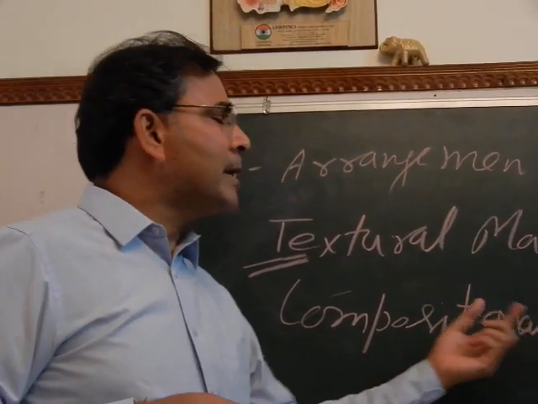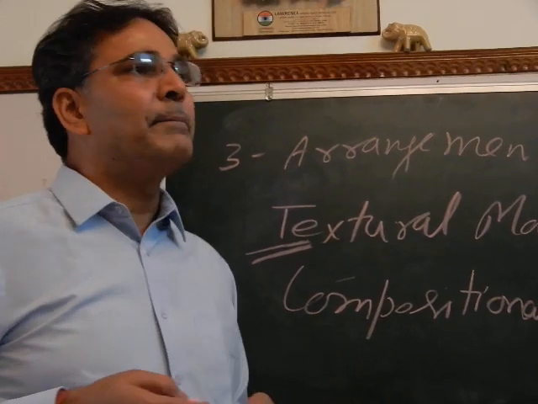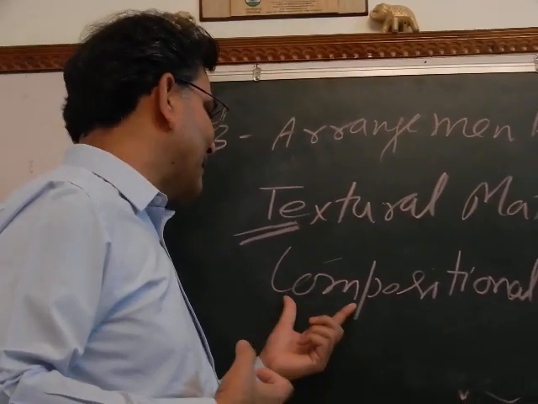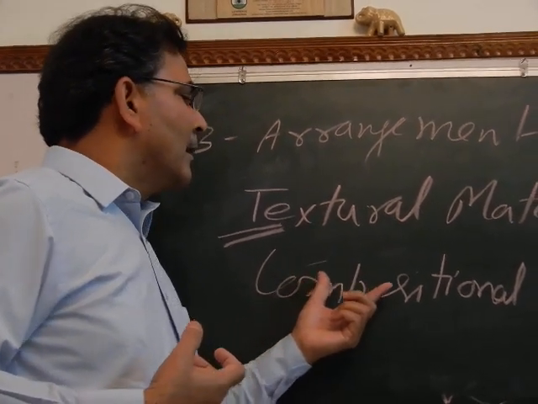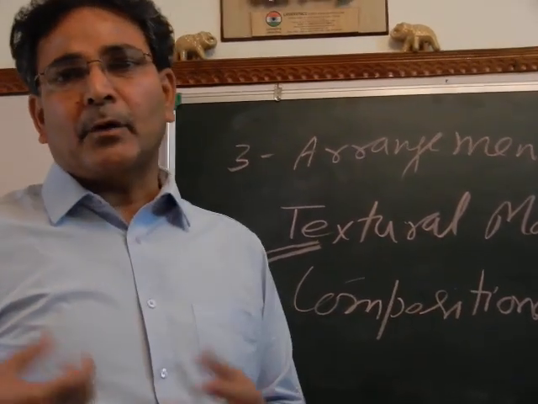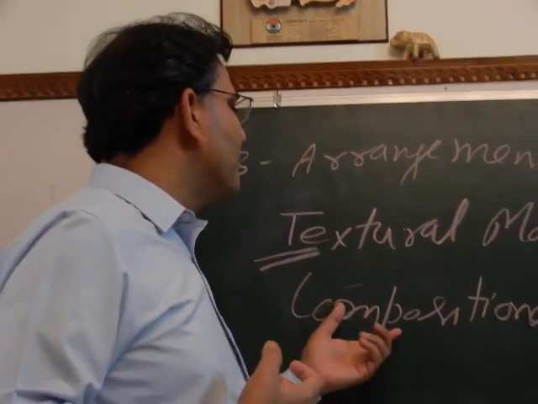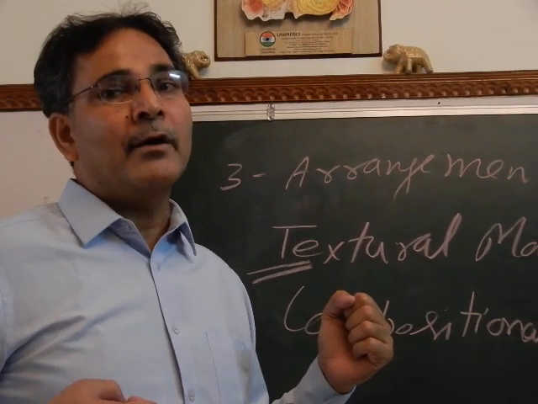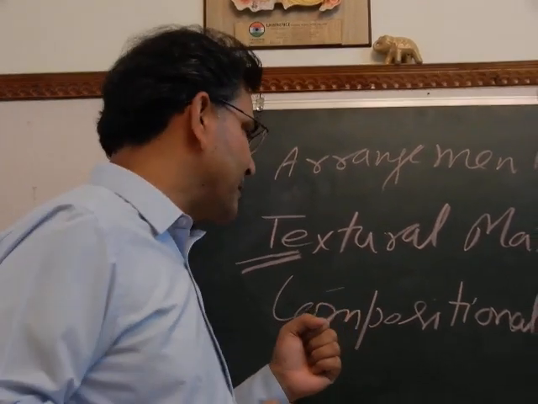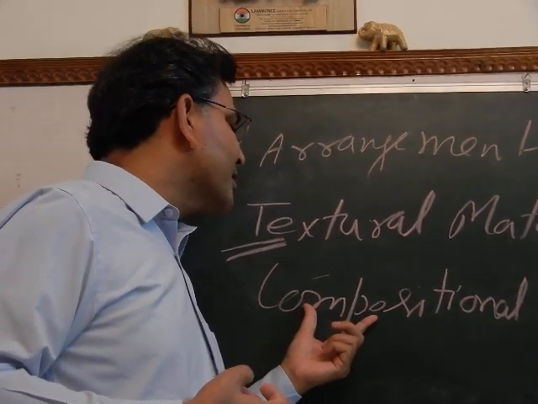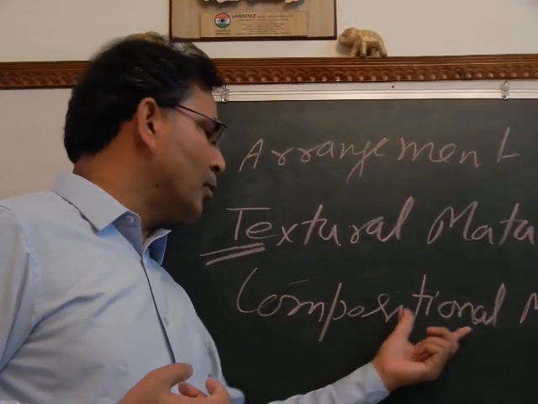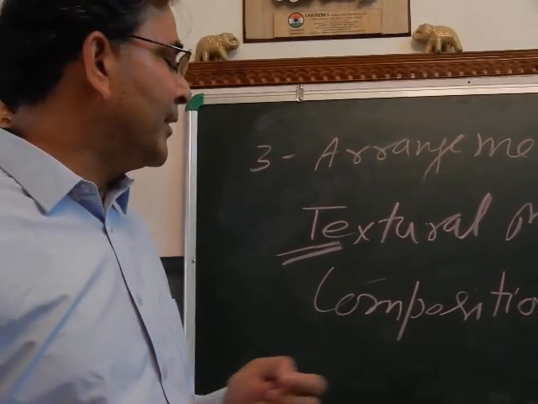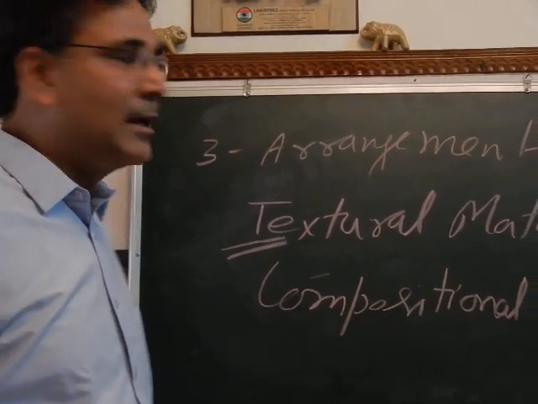Compositional maturity indicates the percentage of the stable clasts or stable grains or stable sediments. And it depends on the percentage of the quartz, because quartz is the most common mineral of clastic sedimentary rock, or we can say sandstone or terrigenous sedimentary rock. So if the percentage of the quartz is high, then the rock is said to be compositionally mature, and if the percentage of the quartz is low, then the rock is said to be compositionally immature.